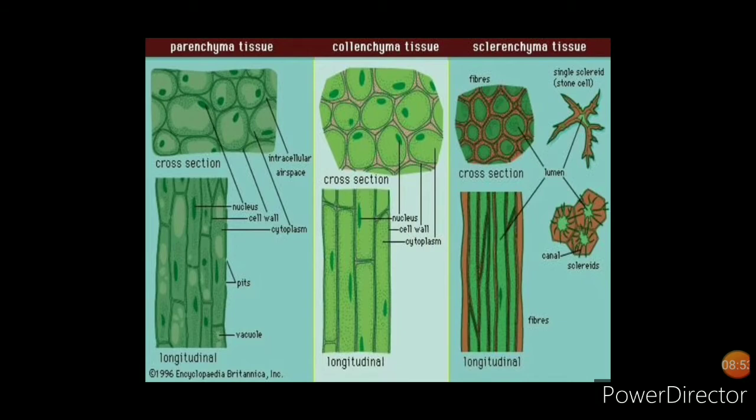These are the natures of Parenchyma, Collenchyma and Sclerenchyma tissue. These three are the simple permanent tissues present in every higher plant body.